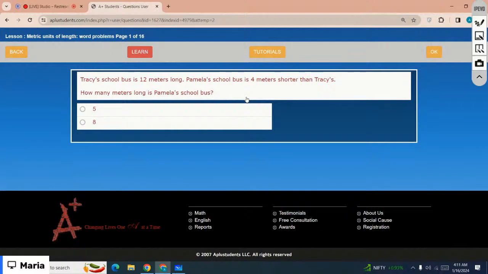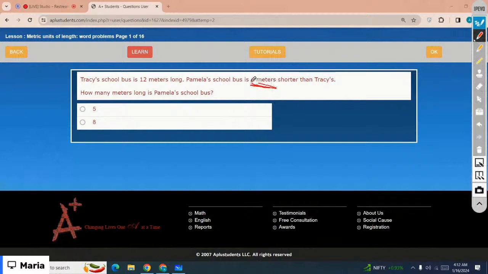Tracy's school bus is 12 meters long, right? Pamela's school bus is 4 meters shorter than Tracy's, right? So how many meters long is Pamela's school bus? You have to subtract 4 from 12, right? Because Pamela's school bus is 4 meters shorter than Tracy's, so that would be 12 take away 4. So 12 take away 4 is 8. That means Pamela's school bus is 8.